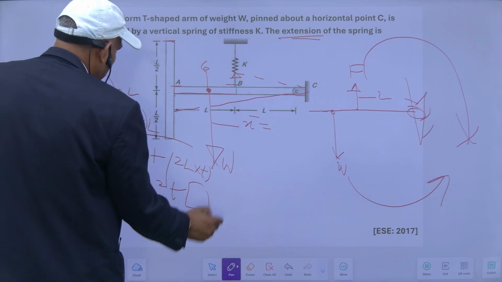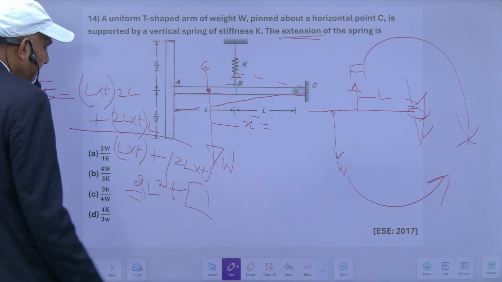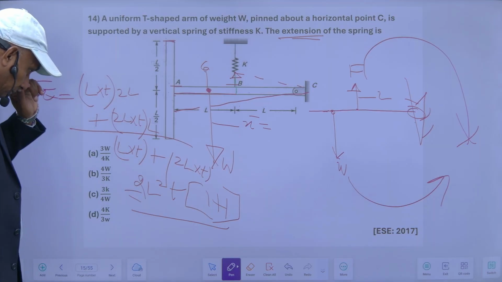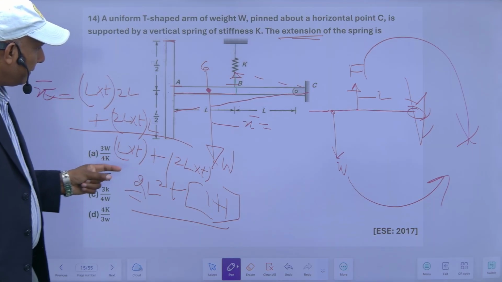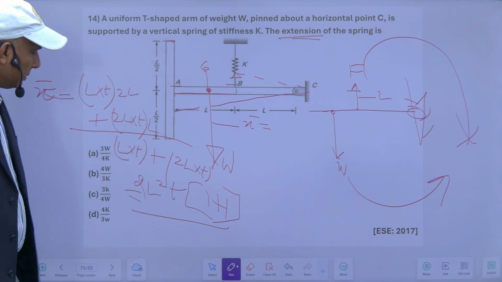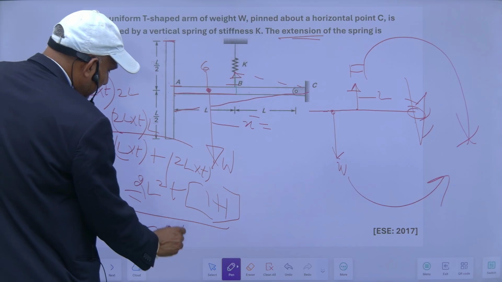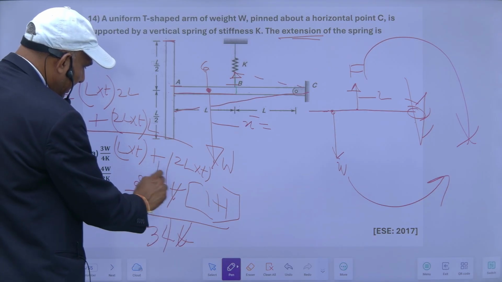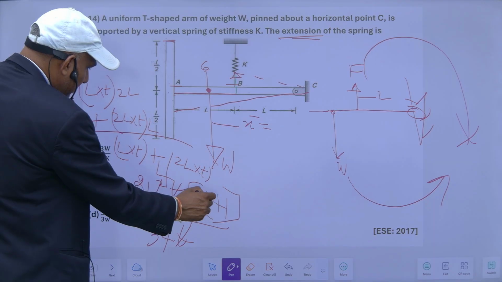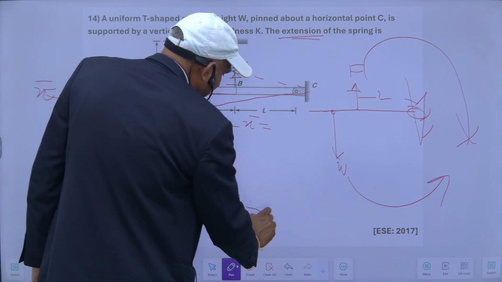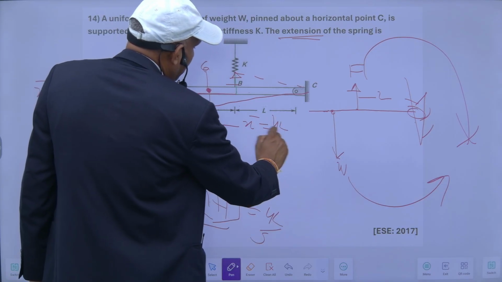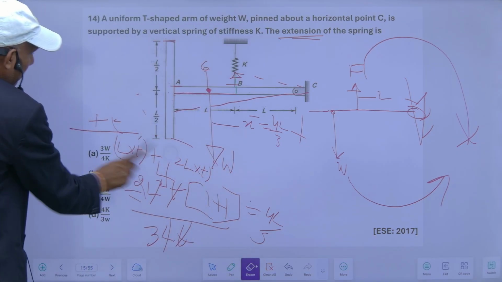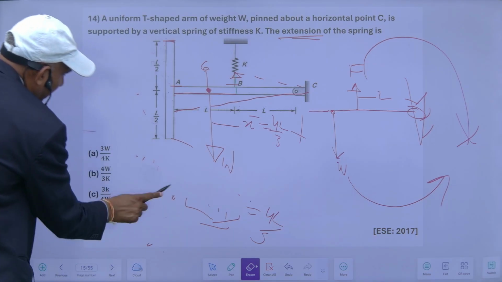So it will be 1 and 1 also, and at the bottom it will be LT and 2LT, so it will be 3LT. This T and T will cancel, so it will be 1L, and 1 plus 1 is 2. So it will be 4L by 3. Means this distance is 4L by 3. So this is the position of the centroid.